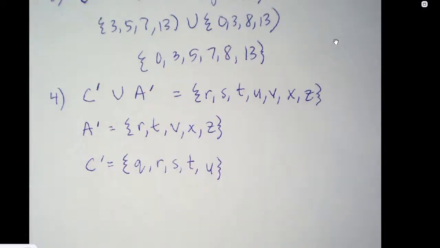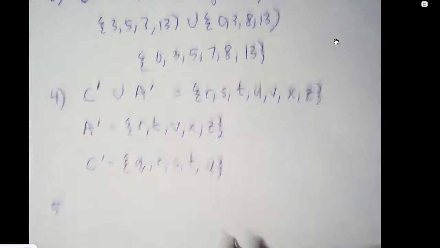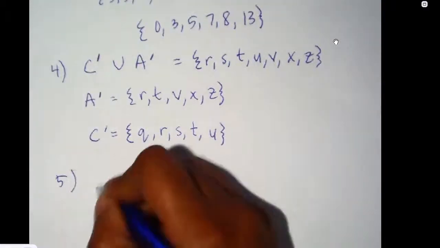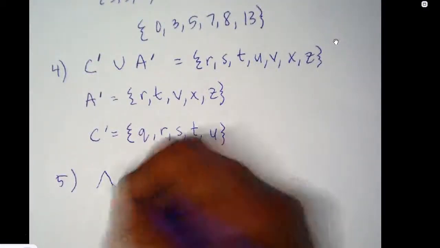All right, let's move on to number 5. On number 5, we get to logic statements. And let's kind of review the fact that if I have a caret symbol facing upward like this, it means and.